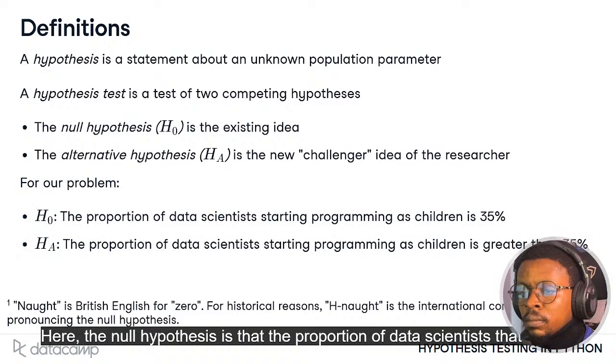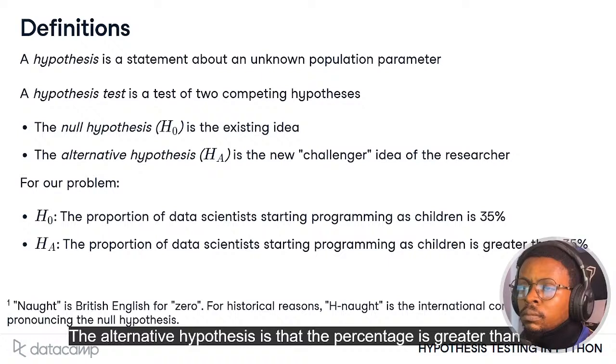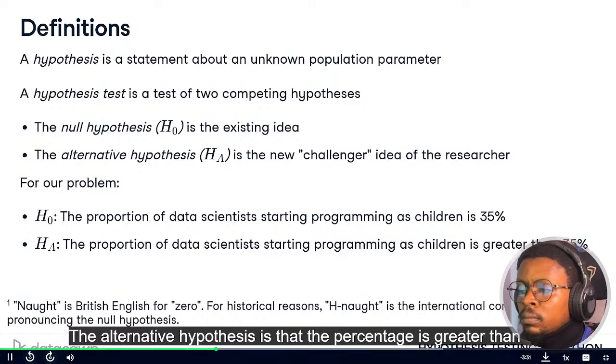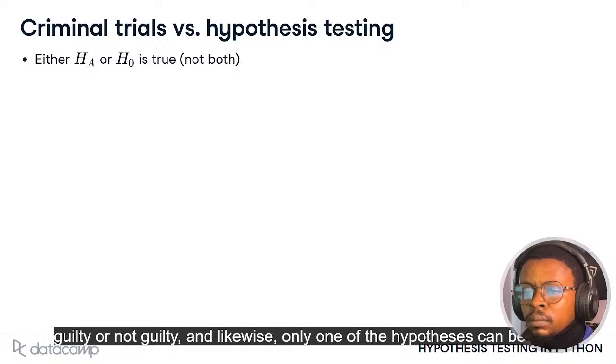Here, the null hypothesis is that the proportion of data scientists that started programming as children follows the research on software developers at 35%. The alternative hypothesis is that the percentage is greater than 35. Returning to our criminal trial comparison, the defendant can be either guilty or not guilty, and likewise, only one of the hypotheses can be true.